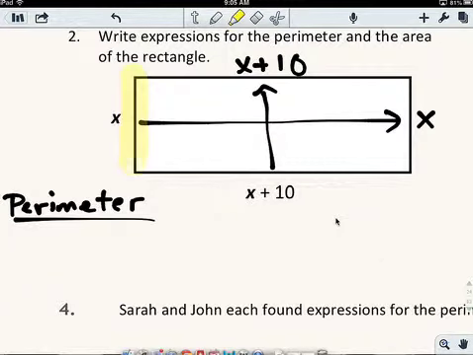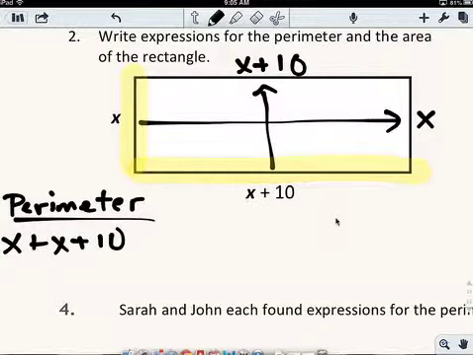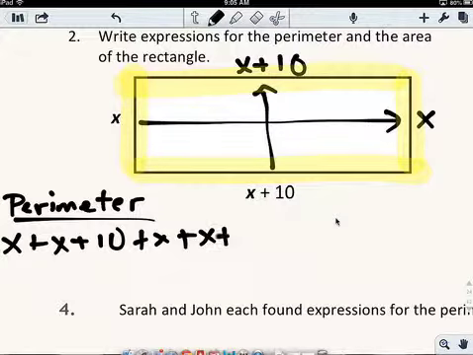The perimeter asks me to go all the way around the rectangle. And so I'm going to do this side here, that's x, plus this side here, that's x plus 10, plus this side, plus x, plus this last side, which is plus x plus 10 again.